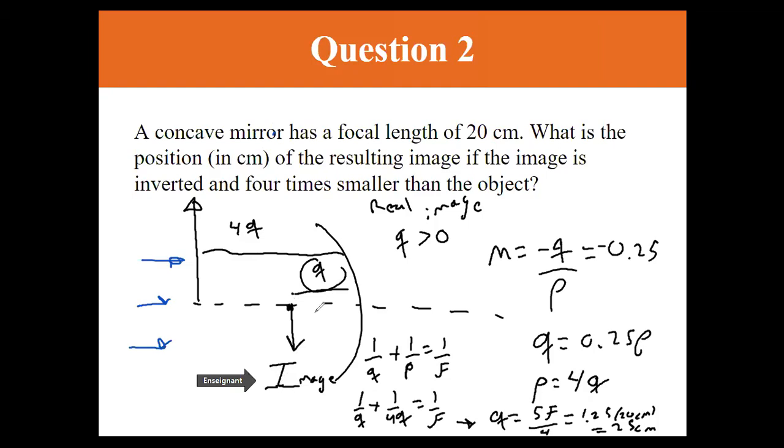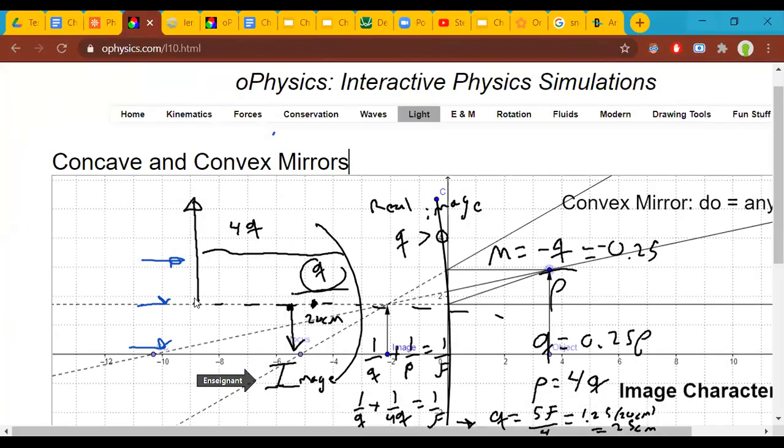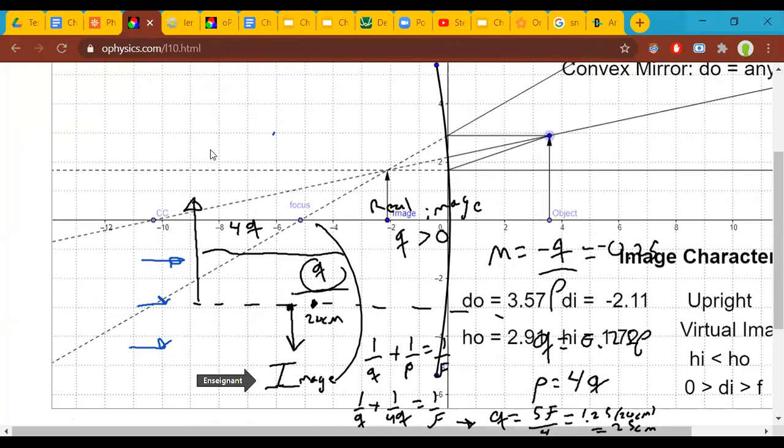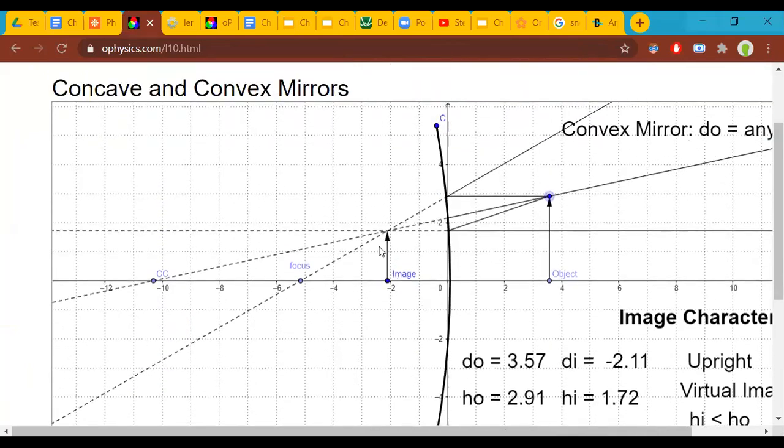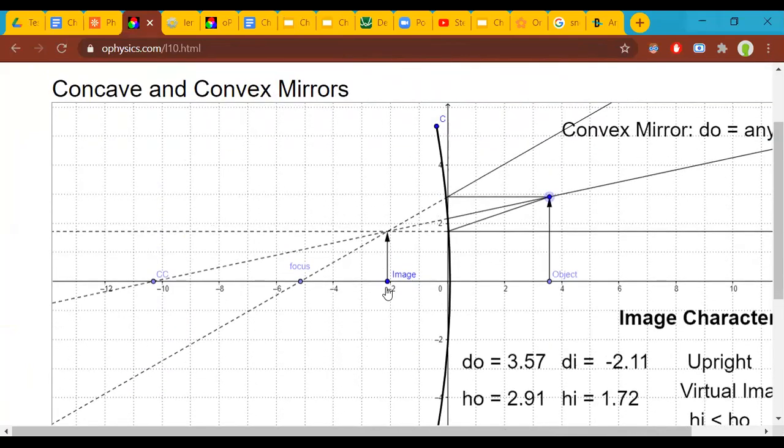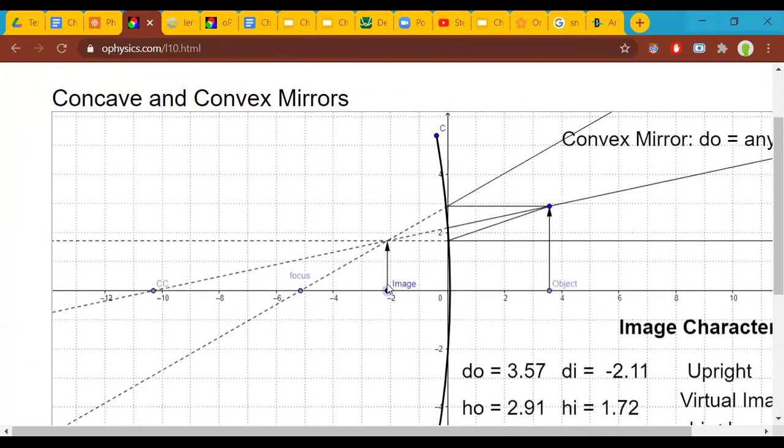And also, we can draw that the image is at 25 centimeters from the mirror. The focal point is closer to the mirror at 20 centimeters. By the way, there are a few applets online you can use to work this out. If I go here, this is for a convex mirror, which is exactly what we have. I'll put a link to this in the chat.